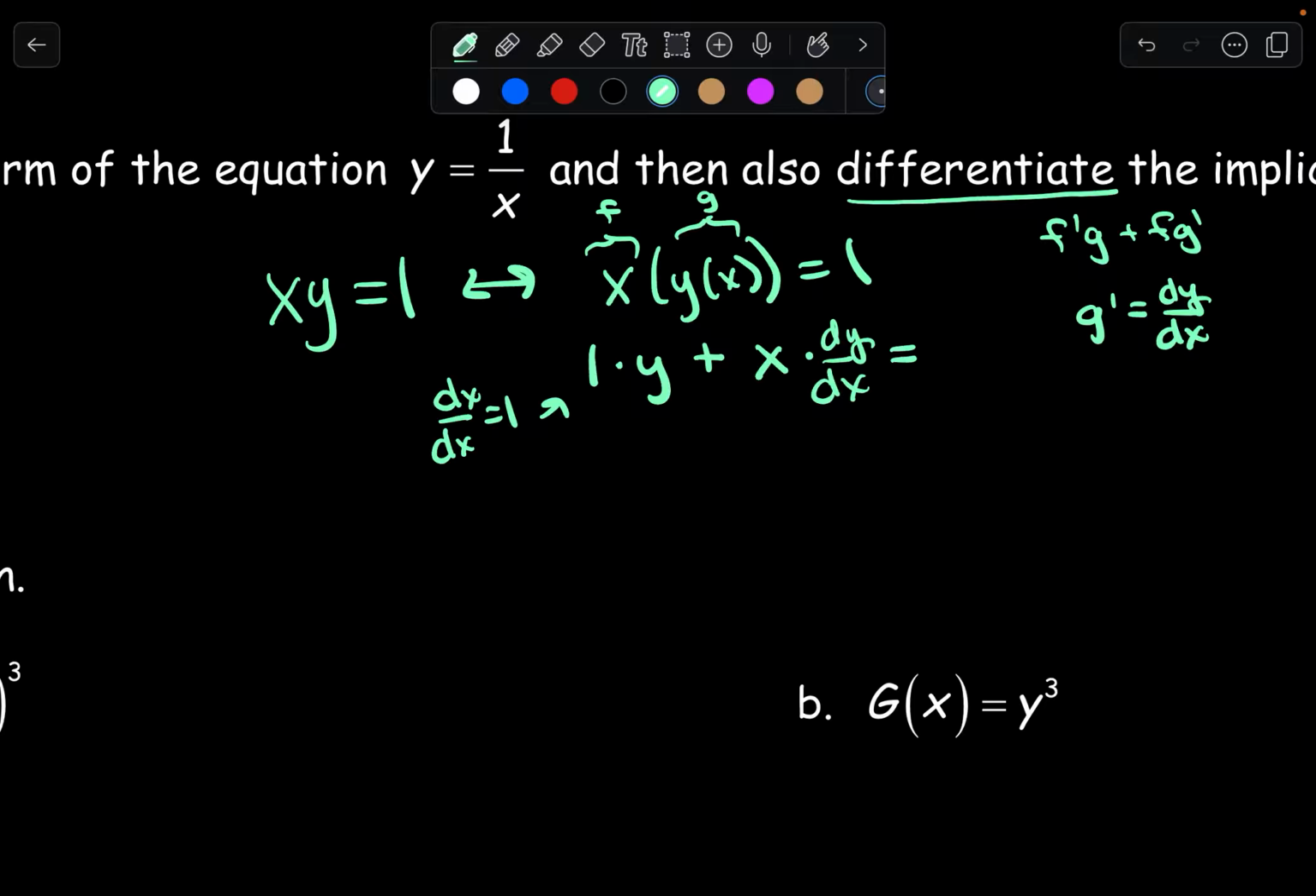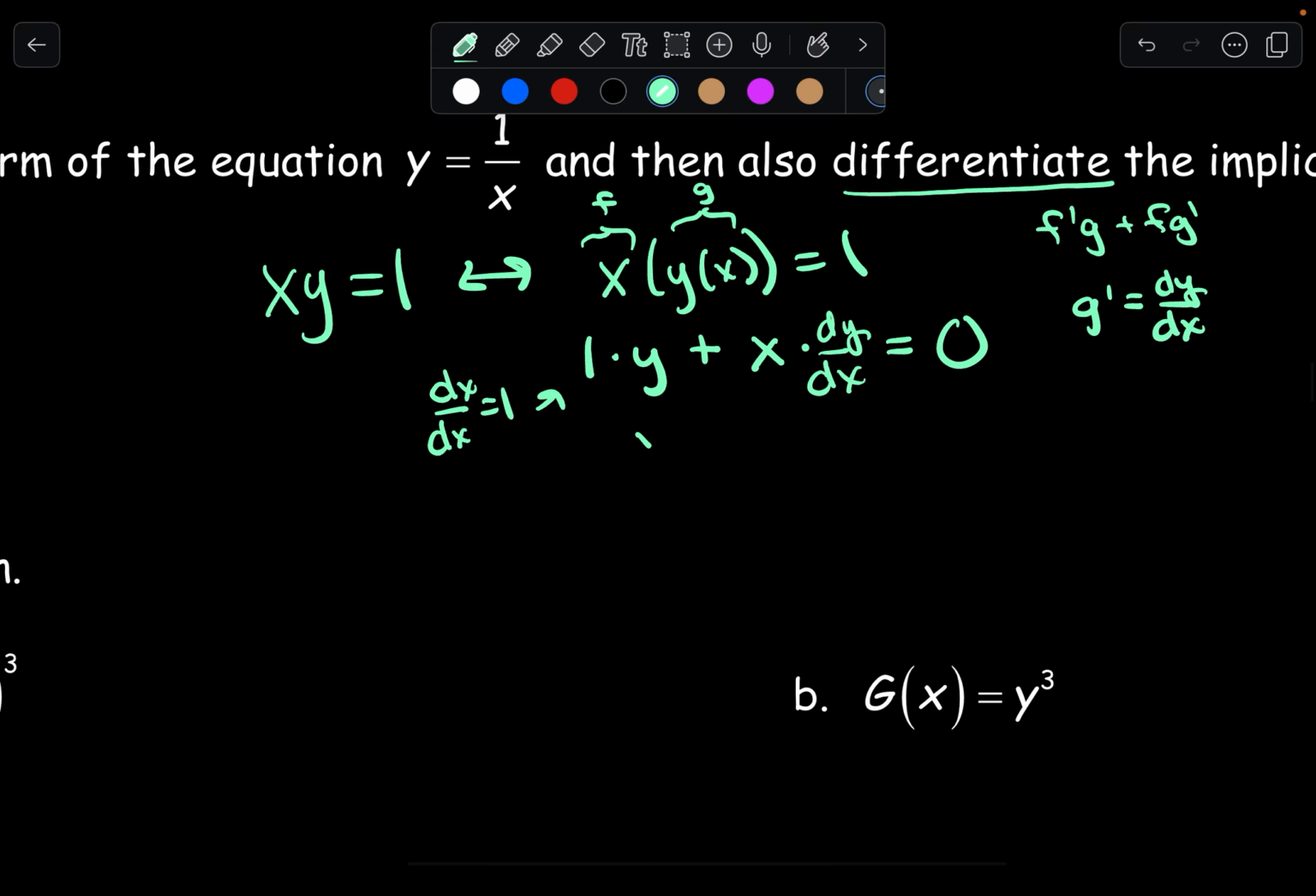And then we're using implicit differentiation. So we're going to differentiate 1 as well. The derivative of any constant will be 0. All right, so from here, if we try to isolate dy dx, I'm going to end up with x times dy dx is equal to negative y, and then dy dx is equal to negative y over x.